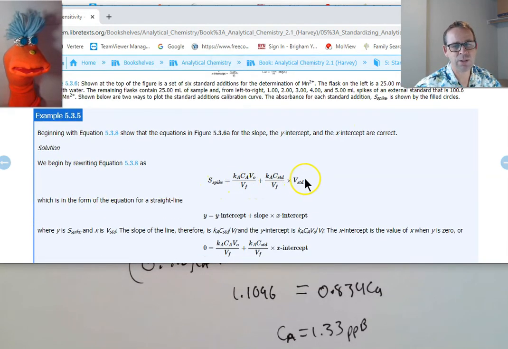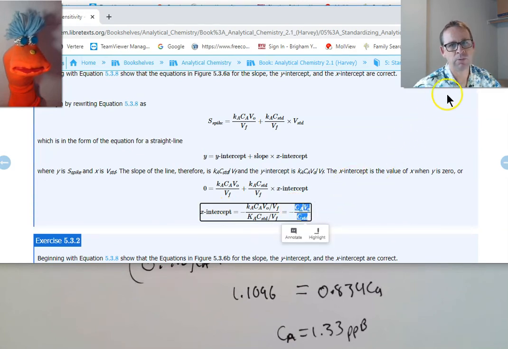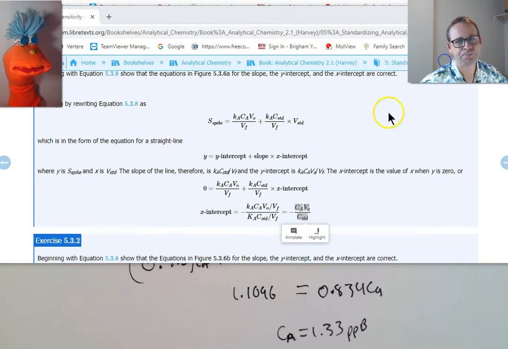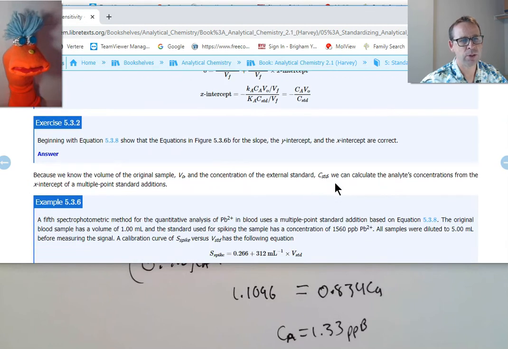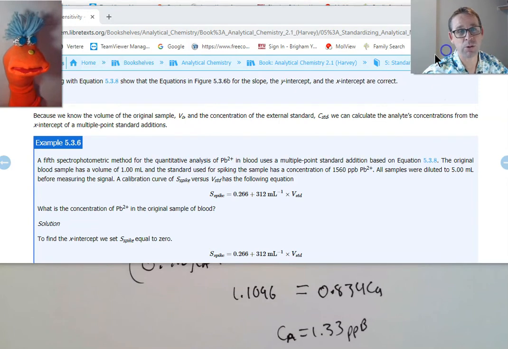So we're basically deriving this relationship, showing that the x-intercept is indeed the concentration of our analyte times the volume of our solution divided by the concentration of the standard. So let's perform an experiment using multiple standard additions and see what this does for us.